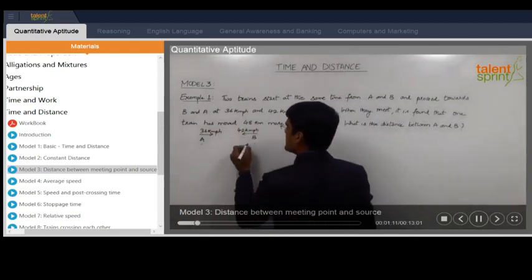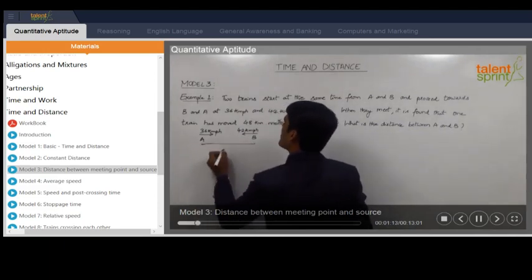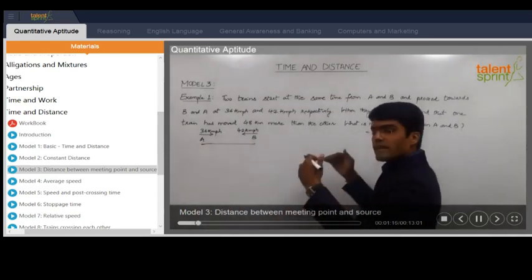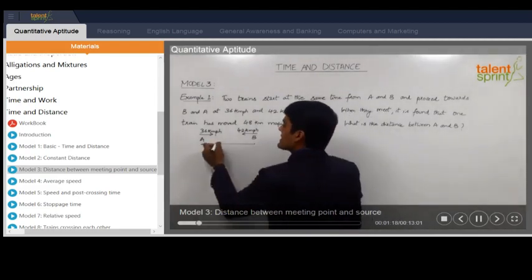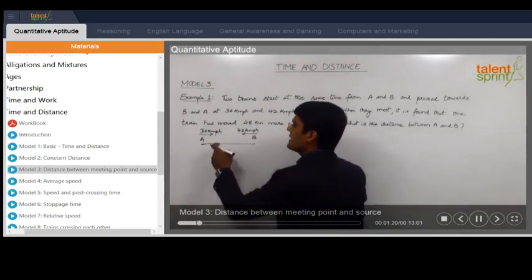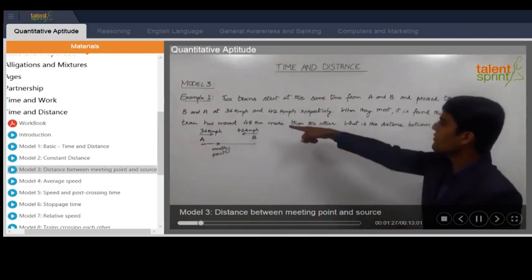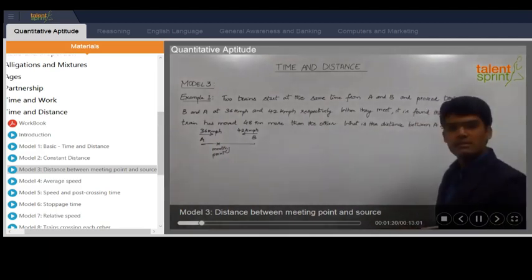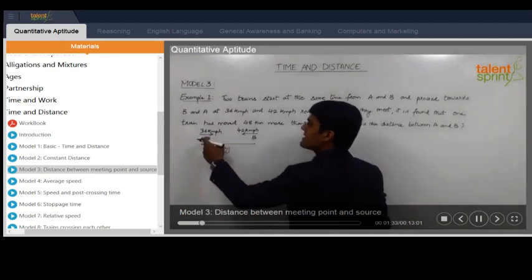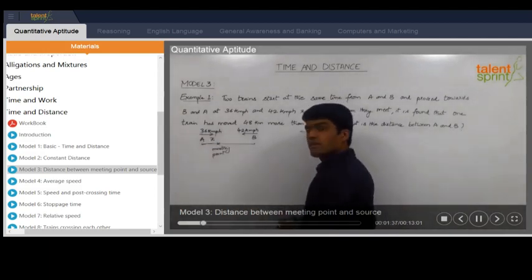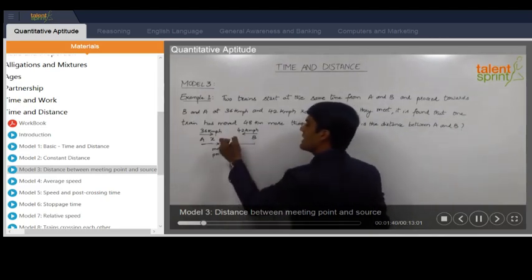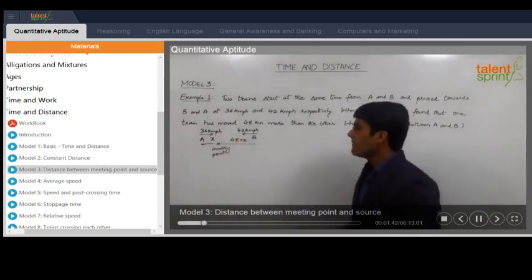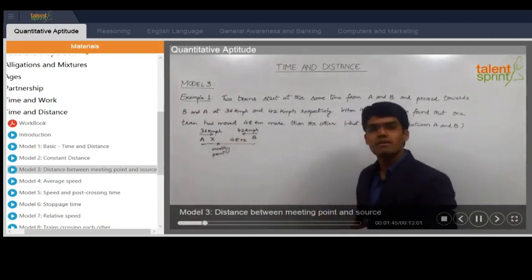Now let us assume that this is the path between the 2 points A and B. When the 2 trains are moving in opposite directions, they meet at some point in between. Let us assume that this is the meeting point. And at this meeting point, it is found that one train has moved 48 kilometers more than the other. So let us assume that the distance covered by the first train up to this point is x. So the distance covered by the train from B up to that point will be 48 plus x. Why? Because one train has moved 48 kilometers more than the other.